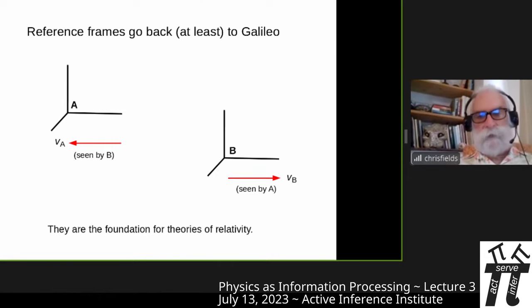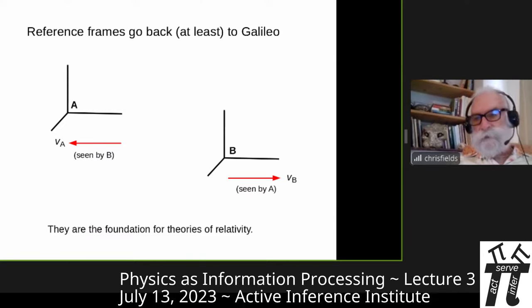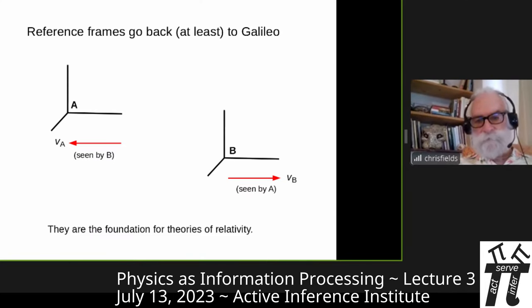So Galileo developed his theory of relativity, which basically was just a way of converting from classical velocities measured by one observer to classical velocities measured by another observer that was moving with respect to the first one. And this provided the foundation for Einstein's theories of relativity, which modified Galileo's by adding the concept that the observers have to exchange information and can only exchange it at the speed of light, which is finite.